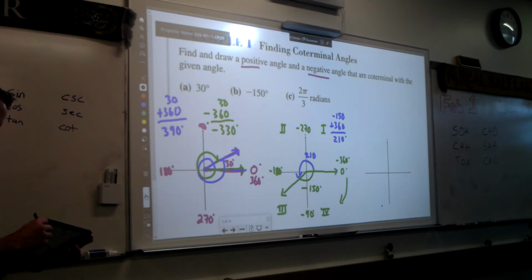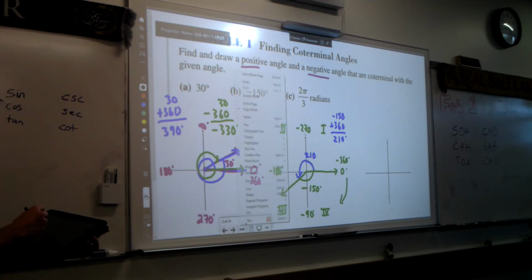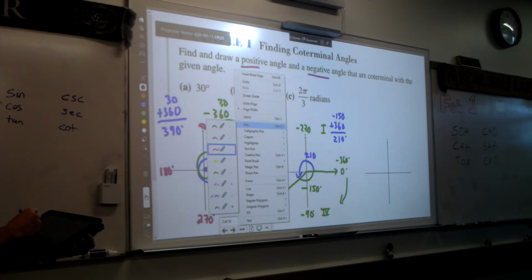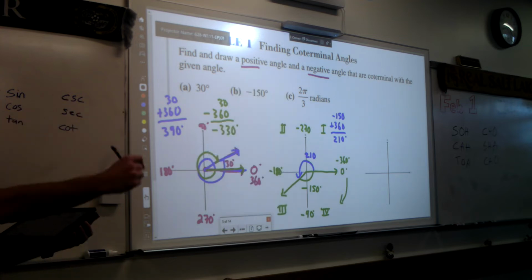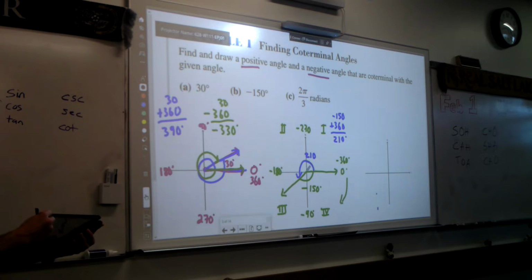Now, if I'm trying to get the negative coterminal angle, it's already negative. We're going to do the same thing. We're going to have to subtract 360. What that would do is have us go around once clockwise and then go 150, like that. So that'd be negative 150 minus 360, which is going to be negative 510. Does that sound right?